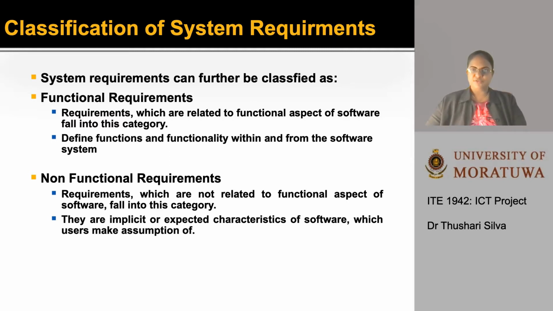On the other hand, non-functional requirements are not totally related to these functional aspects of the software requirement. They will be implicit. So security, satisfiability, whether user satisfaction is fulfilled, whether the security is perfect, is it extensible, is it reliable? Those are the characteristics of the software, how user-friendly it is. Some are implicit or expected characteristics of the software, which users make assumptions about.